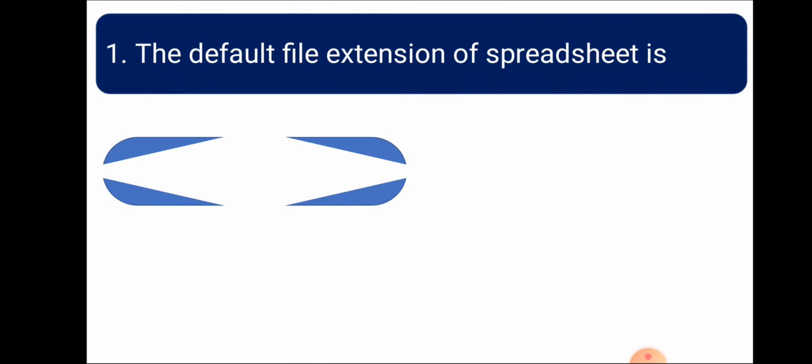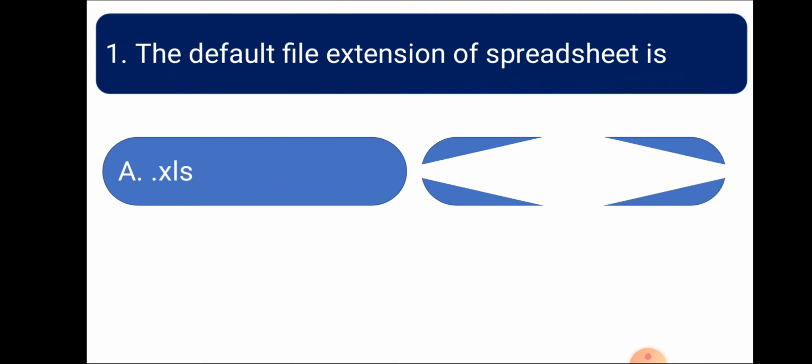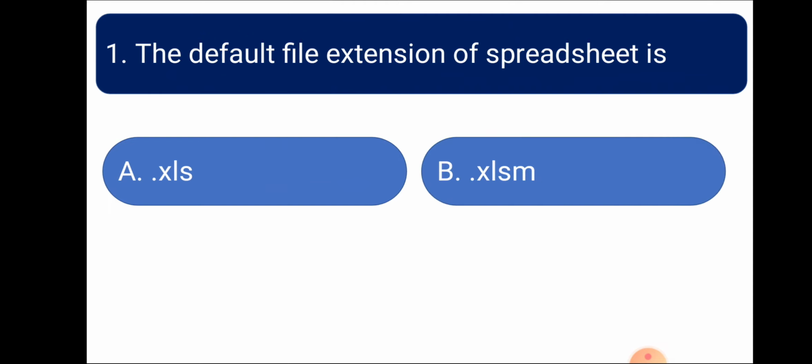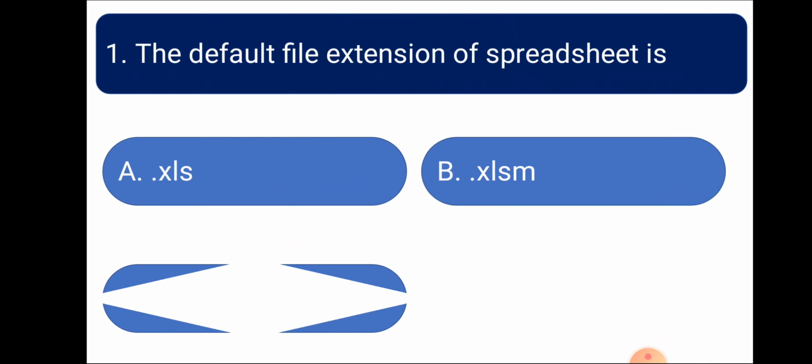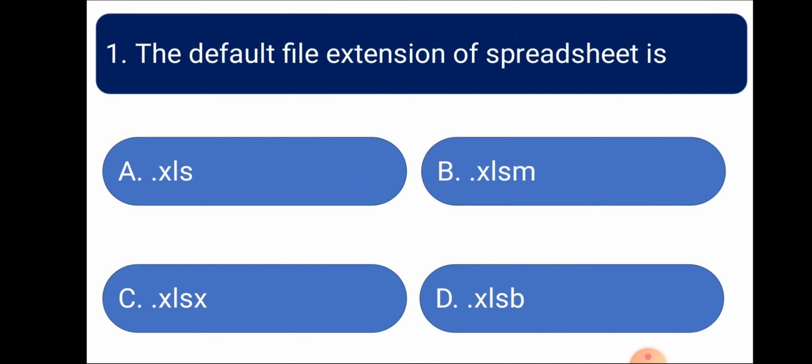The first question is, the default file extension of a spreadsheet document is option A .xls, option B .xlsm, option C .xlsx and option D .xlsb. So correct answer is .xlsx, option C.